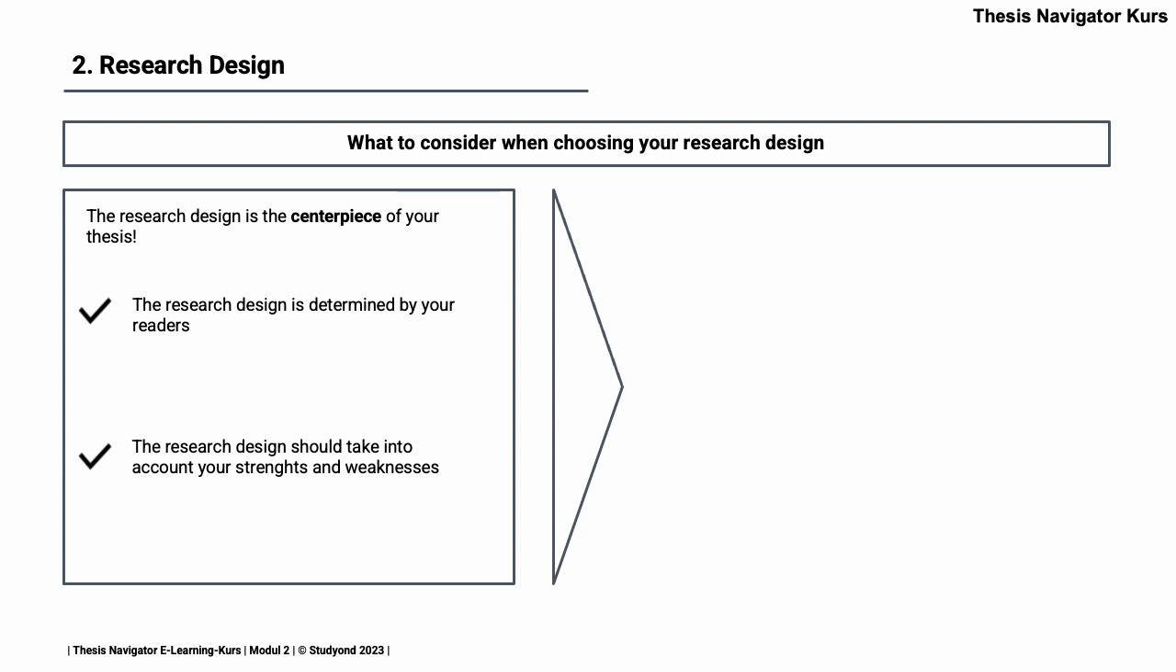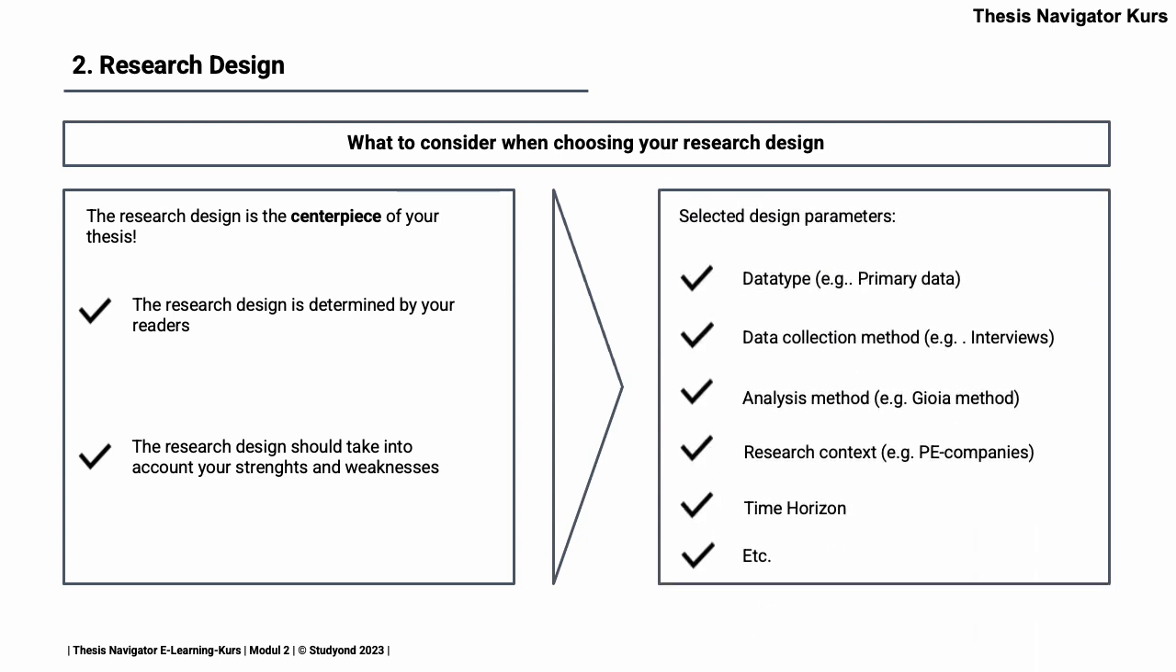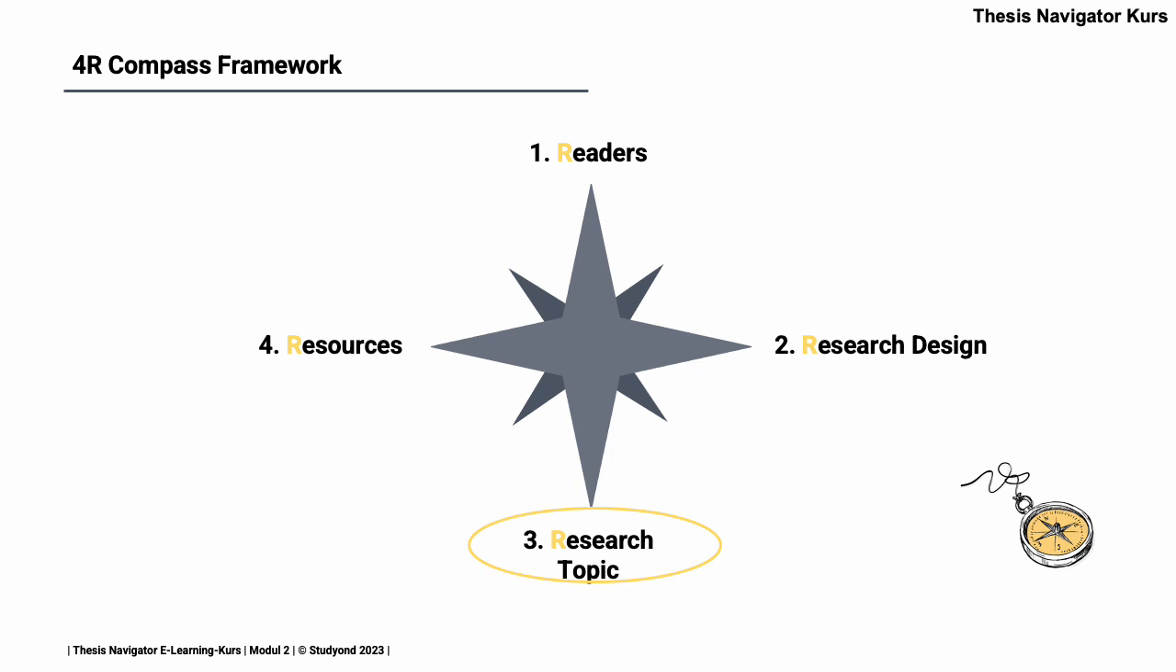The result is secondary. In Module 4, we will delve deeper into research designs, showing you which ones are particularly suitable for bachelor's and master's theses, and how to find the right design for your thesis. We will cover all relevant design parameters such as data type, collection and analysis methods, research context, time horizon, and so on. For now, let's move to the third question.